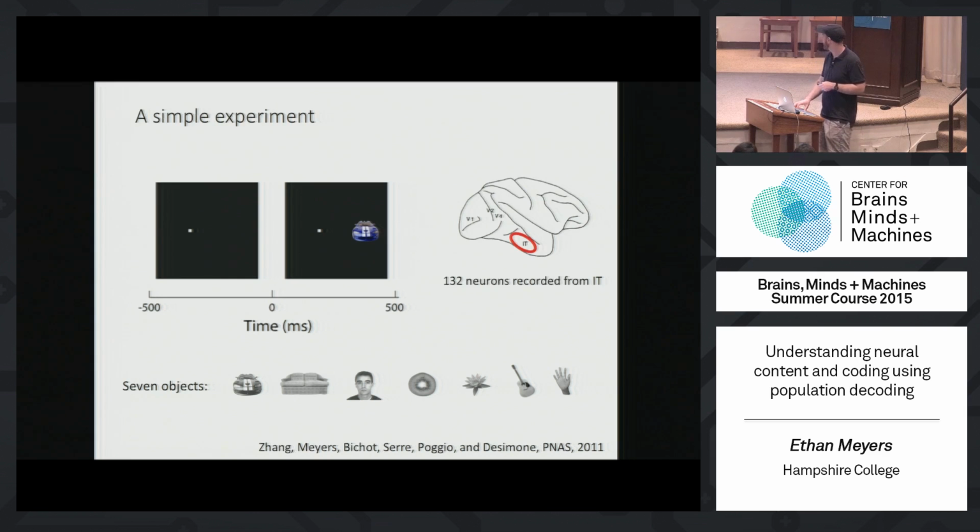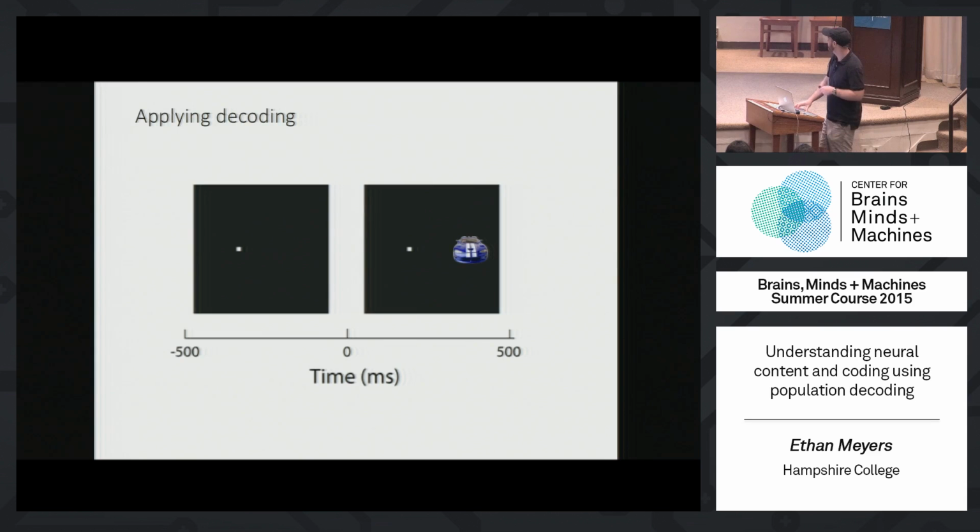And the data I'm going to use comes from the inferior temporal cortex. We're going to look at 132 neuron pseudo populations. This was data recorded by Ying Zhang in Bob Desimone's lab. It's actually part of a more complicated experiment, but I've just reduced it here to the simplest, bare bones nature.